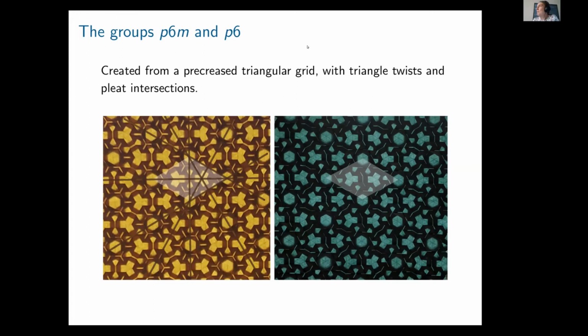So at this point, if it's okay, I'm going to stop sharing this one. I'll come back to it shortly. And I want to explain something as well about the words in the slide here, the pre-creased triangular grid and the triangle twists and pleat intersections. So a couple of origami techniques coming up here. So I'm going to stop sharing that.